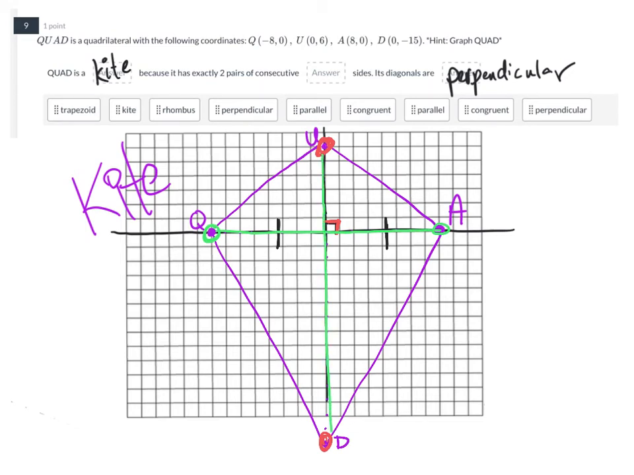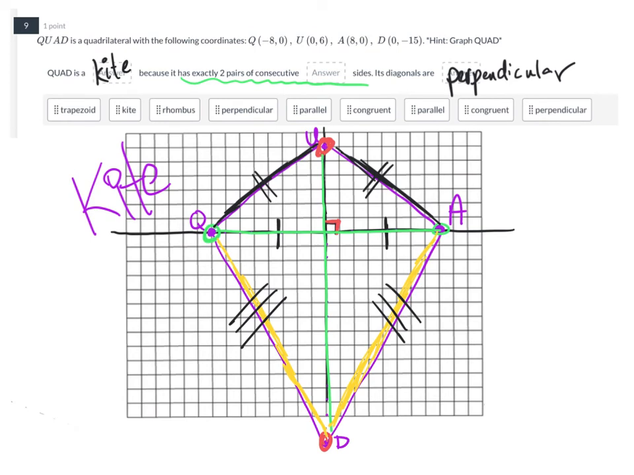Now, the other thing going on here is they have exactly two pairs of consecutive congruent sides. So we've got to know something about the consecutive sides. Take a look at QU and UA. And you can tell just by looking that those things are congruent to each other. QU and UA are congruent. And same thing, if we look at the other pair of consecutive sides, QD and AD, just take a look at them and you know. You don't have to be a rocket surgeon to know this. You can tell that they're congruent as well.